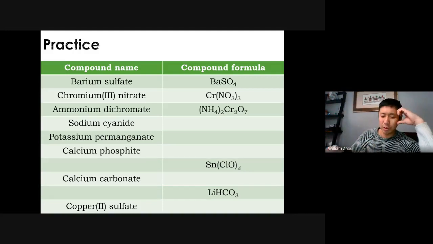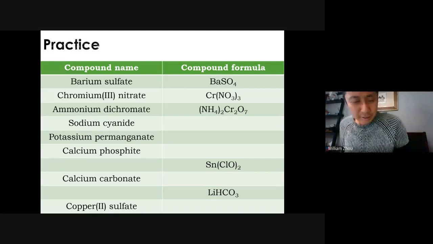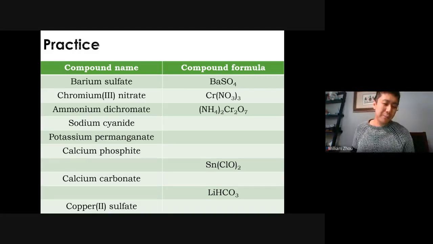Okay, next one, sodium cyanide. That is a poison that people use to assassinate people with. Sodium is Na, cyanide is a polyatomic ion, CN, so NaCN. Cyanide is 1 minus, sodium is 1 plus, and that's all you need.